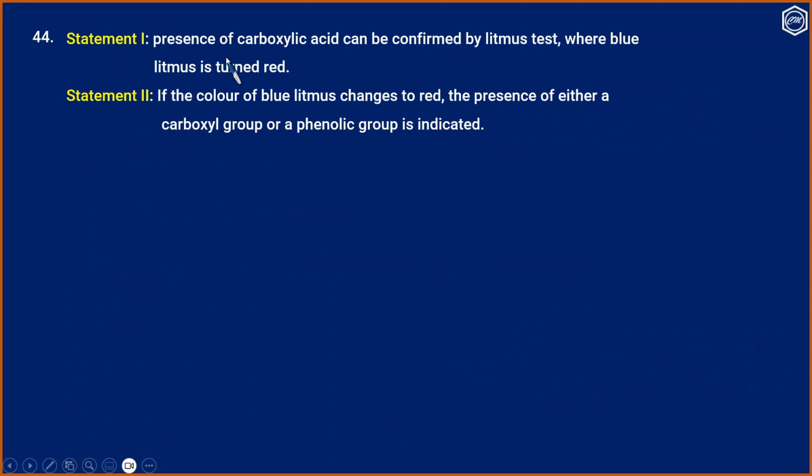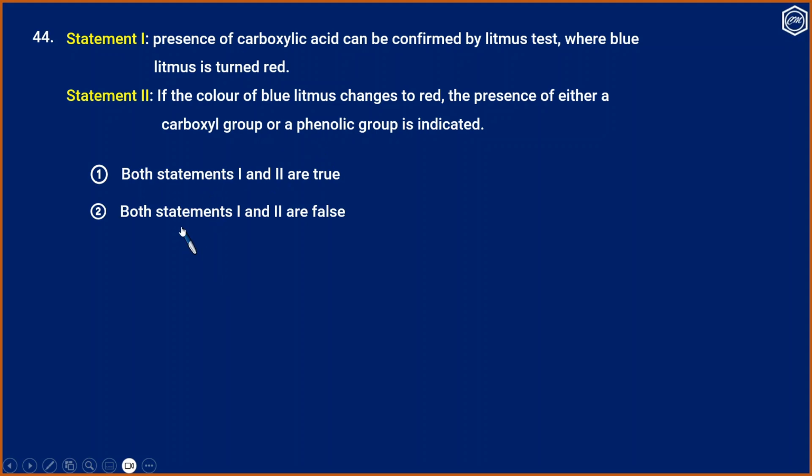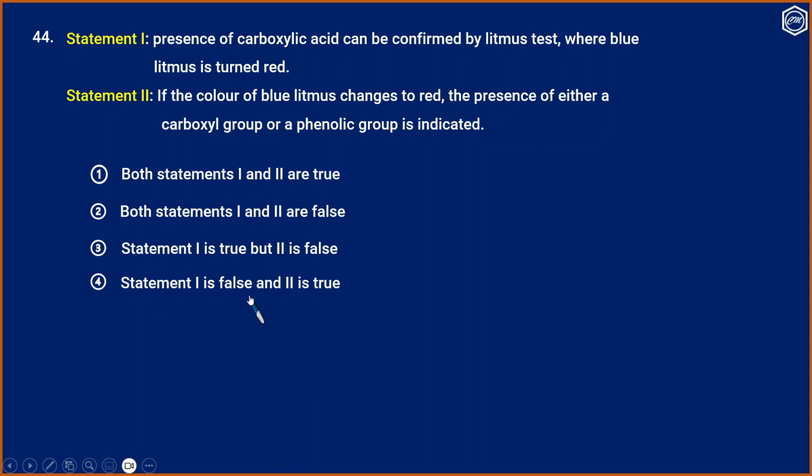Statement 1. Presence of carboxylic acid can be confirmed by litmus test, where blue litmus is turned red. Statement 2. If the color of blue litmus changes to red, the presence of either a carboxyl group or a phenolic group is indicated. Both statements 1 and 2 are true. Both statements 1 and 2 are false. Statement 1 is true, but 2 is false. Statement 1 is false, but 2 is true.